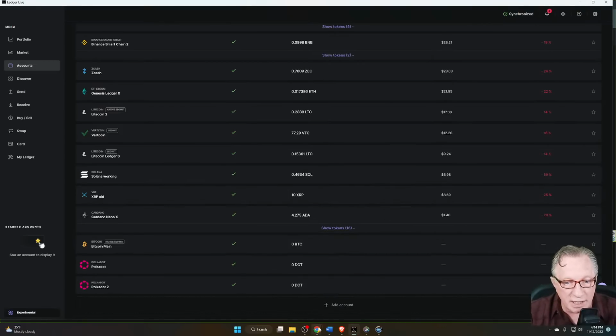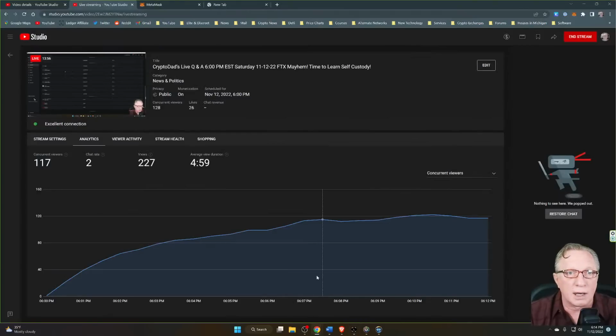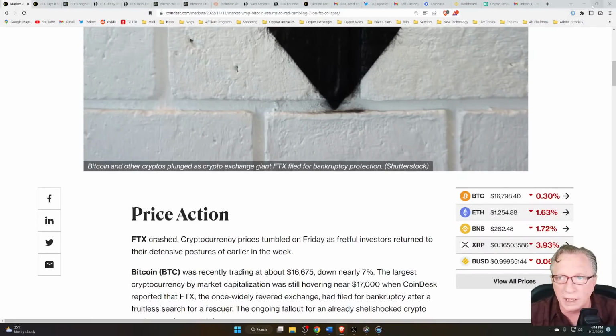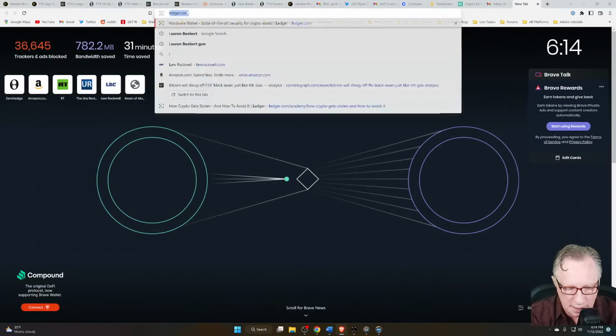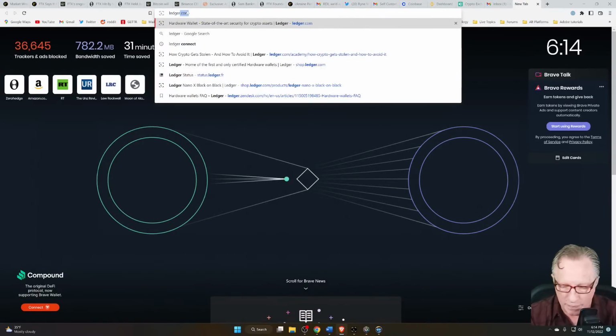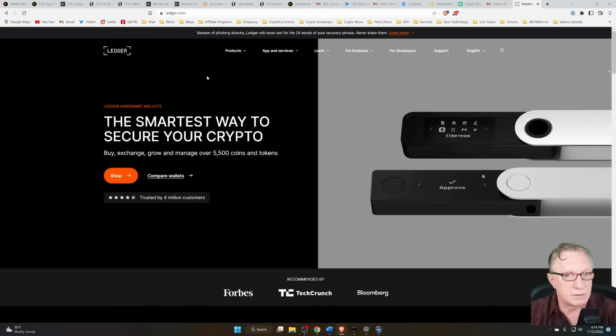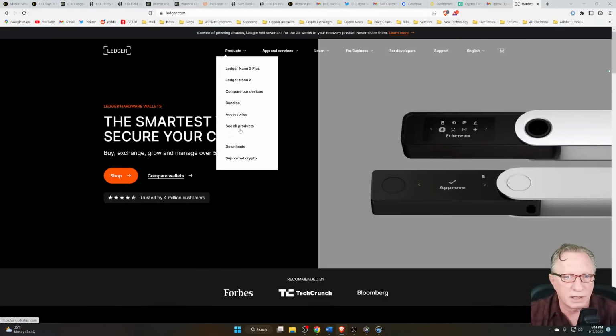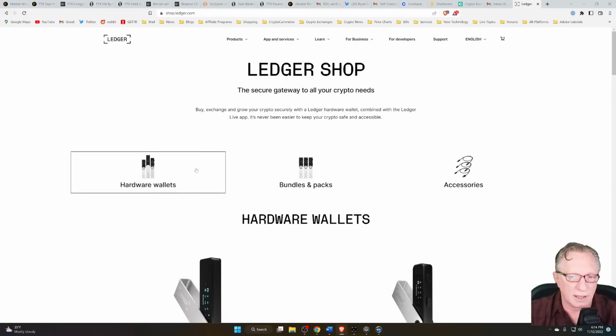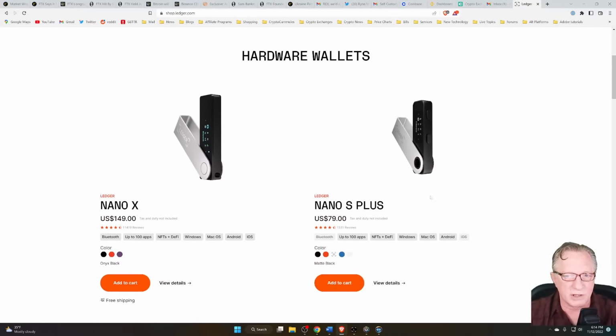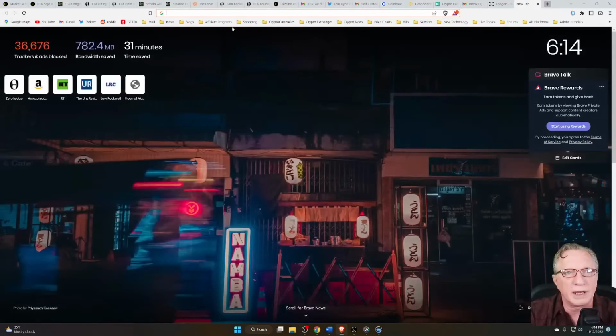So if you're in the market for a good cryptocurrency hardware wallet, then Ledger is a good choice. As I mentioned here, let's look at all products. They've got the Ledger Nano X and the Ledger Nano S Plus, and you can see the difference in price here. But there are lots of hardware wallets out there.